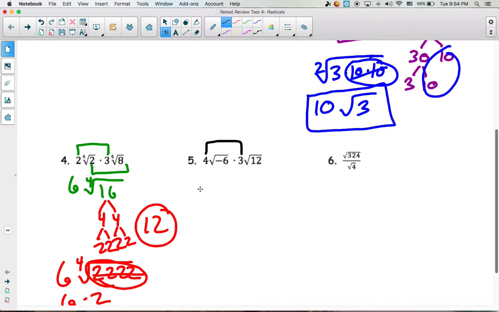4 times 3 is 12. And then we'll multiply the numbers underneath the radical. Negative 6 times 12 is negative 72. Now we can't take the square root of a negative number, but we know that the square root of negative 1 is i. So what we're going to do is we'll have 12i, and then we'll have the square root of 72. So this negative becomes our i, and then we're going to simplify 72.